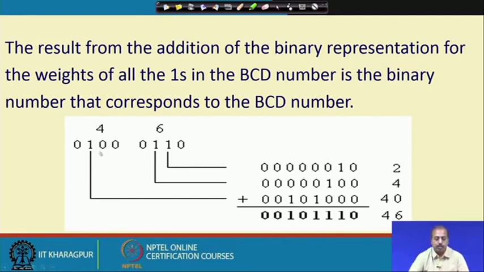So, 0 4 is 0 1 0 0, and if we take the corresponding weight, the value was 40. Similarly, this bit is 1 and this bit is 1, and for this bit I know the corresponding weight is 4, so this 4 is added. For this bit the corresponding weight is 2, so this 2 is added. After doing all these additions, it gives me 46 in binary.